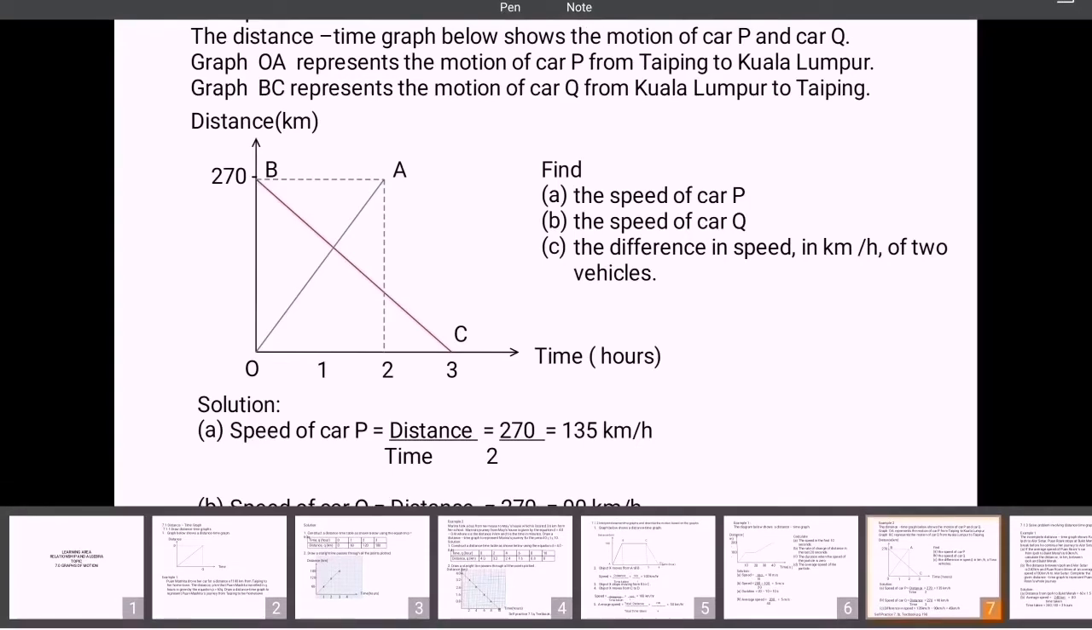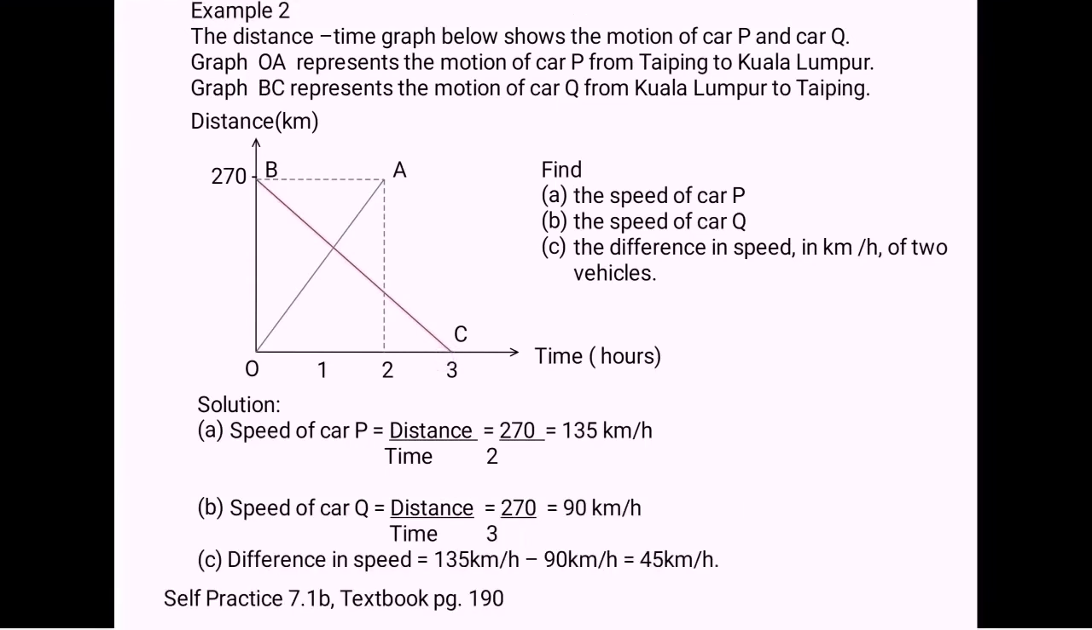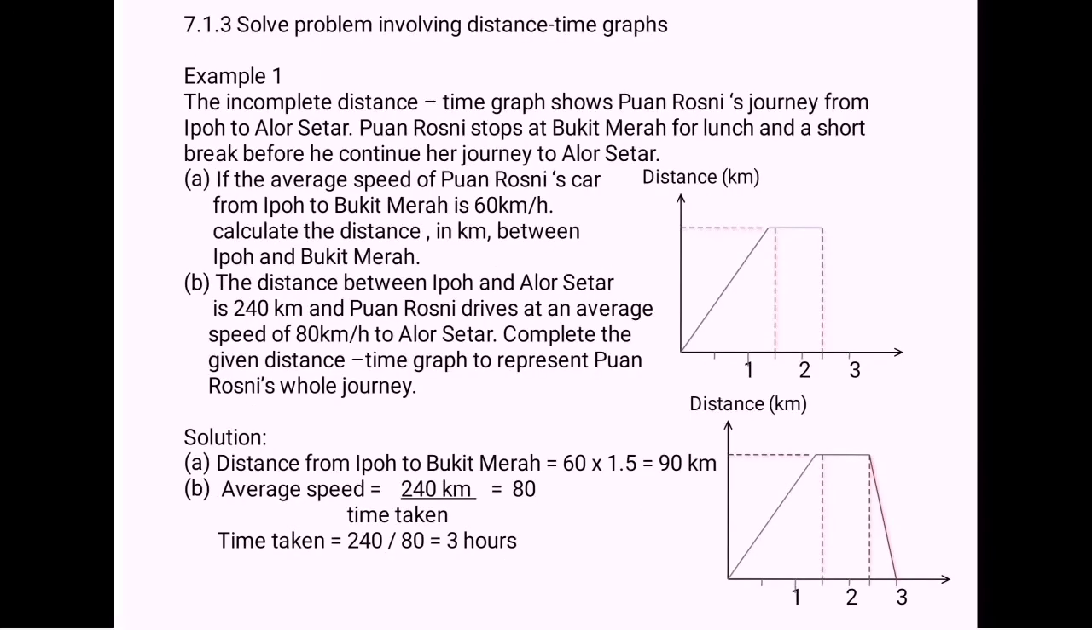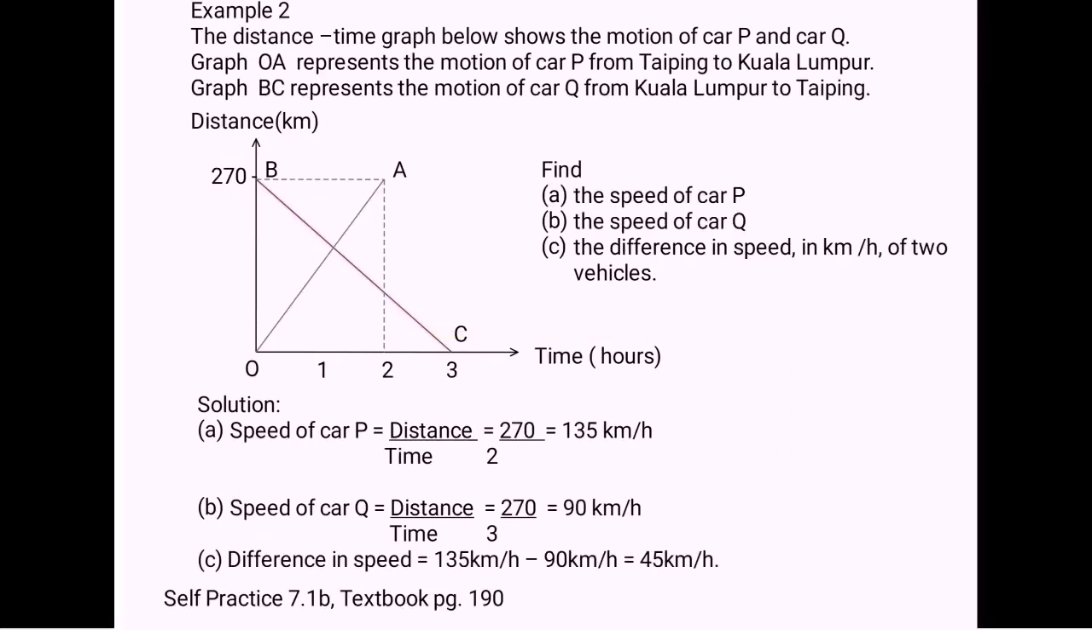Question B, the speed of car Q. This is car Q. So the total distance is 270 also, but the time is 3 hours. So the answer is 90 km per hour. Question C, the difference in speed of the two vehicles. So you take 135 minus 90. So we have 45 km per hour.